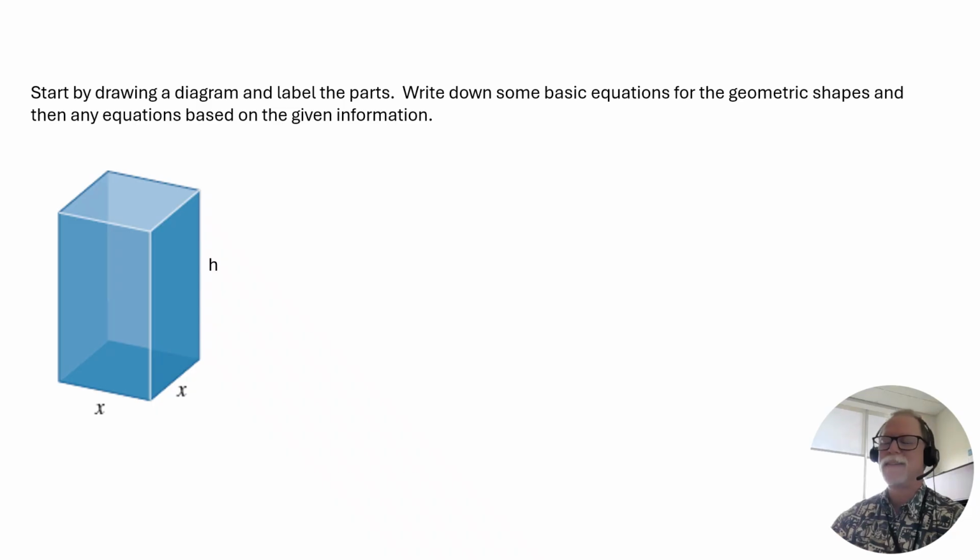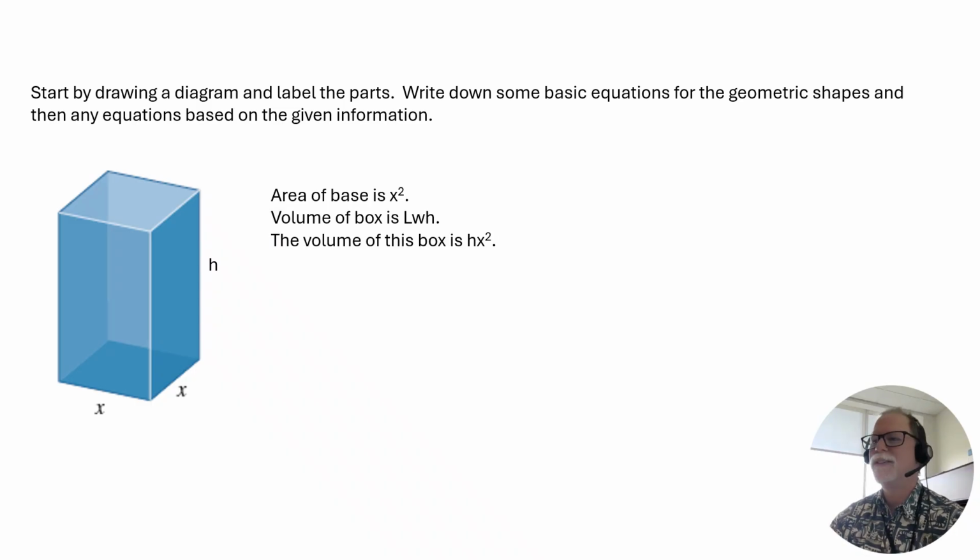So I got a box. I label the parts. We're told the base is square. Use the letter X. I got the height. Use the H like that. So I know some of the formulas like that.